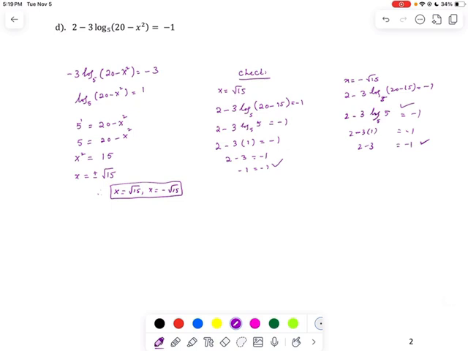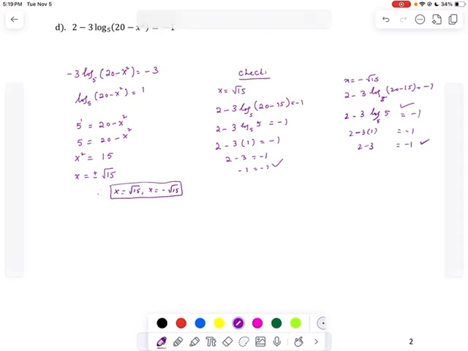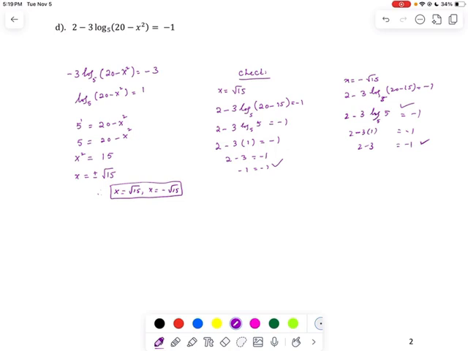Going to the next one. This is again not in isolated form, so we have to isolate the log term. Remember the algebraic techniques. The first thing you have to do is subtract the 2. That will give you negative 3 log base 5 of 20 minus x squared equals negative 3, because you do negative 2 on both sides. So you'll get negative 3 on the right hand side.